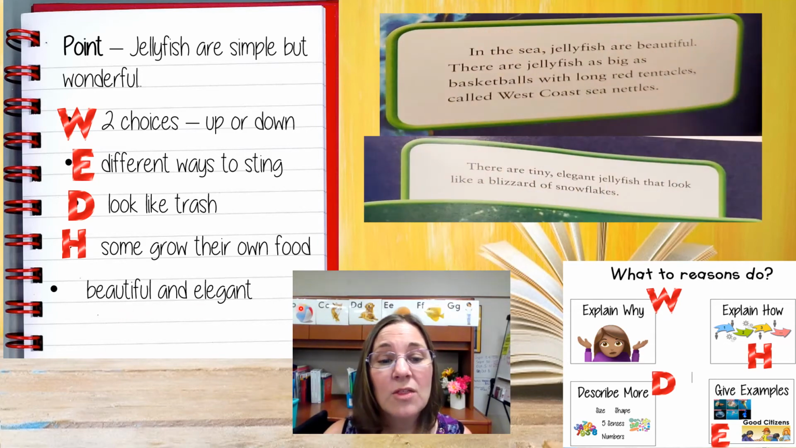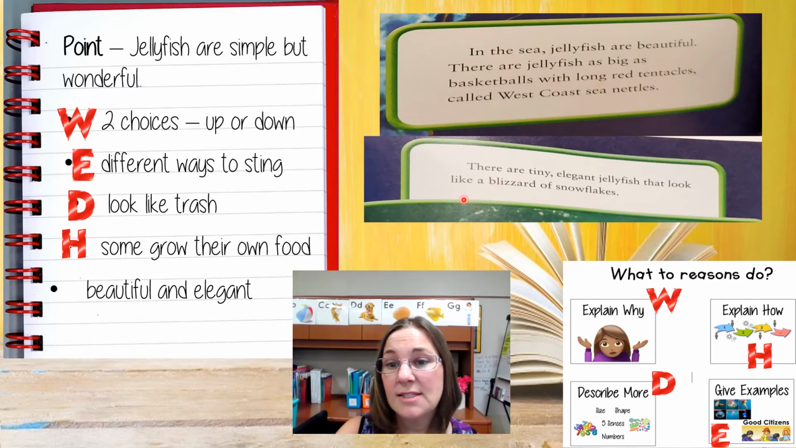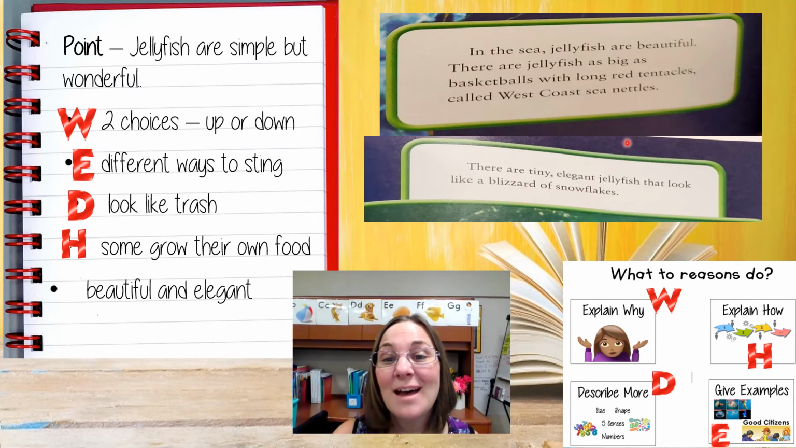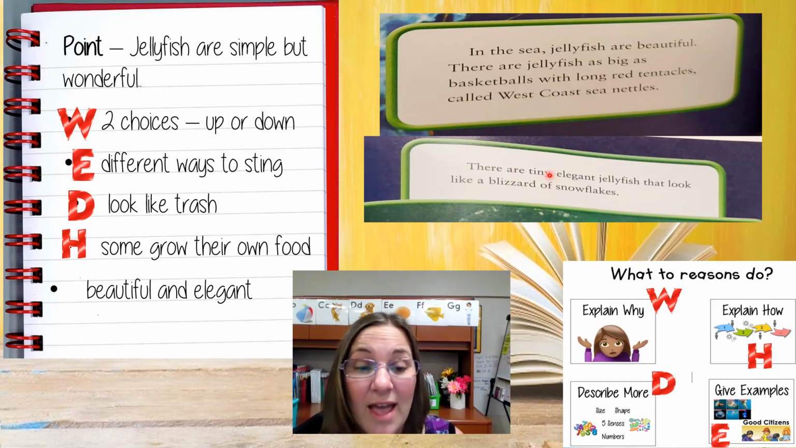And finally, the author said that they were beautiful and elegant. And so what does the author do to show us they're beautiful but elegant? Let's look back at those pages. It says they are as big as basketballs with long red tentacles. And on this page it says they look like a blizzard of snowflakes. Do you see some describing words in there? I do too. That means the author was using describing to help us understand that jellyfish are beautiful and elegant. So I'm going to put a D.